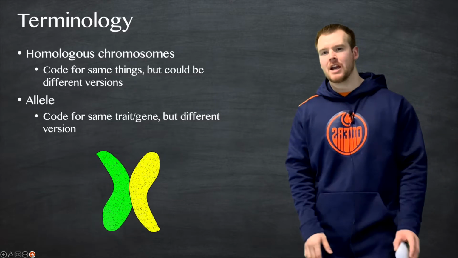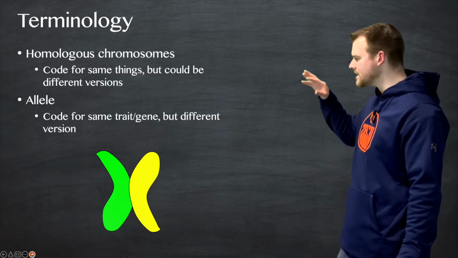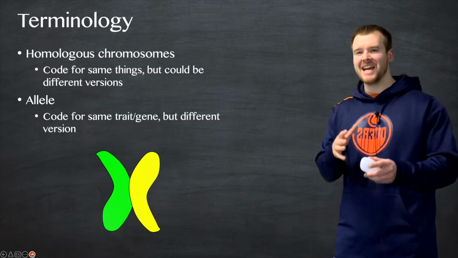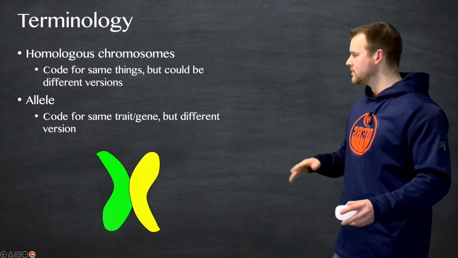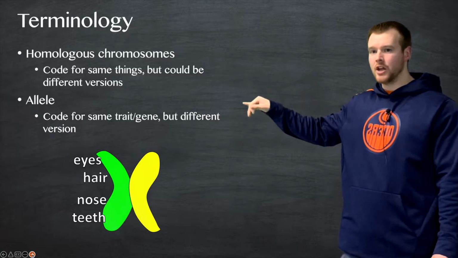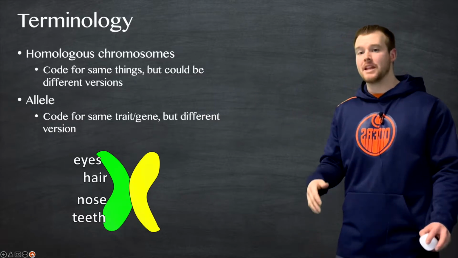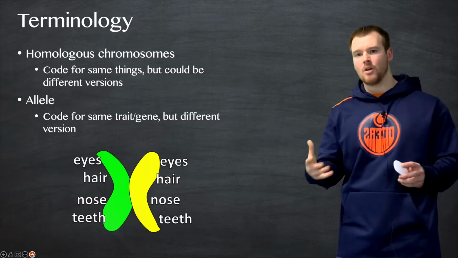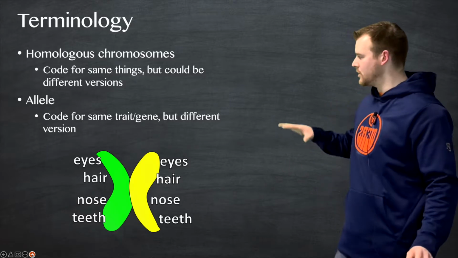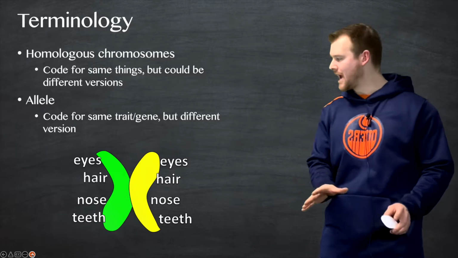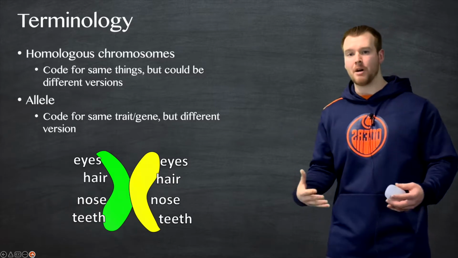Let's put up some pictures to try and make that a little bit more clear. So these pictures with two chromosomes paired up here is representing a homologous pair. So the green one maybe codes for eyes right there, hair right there, a nose right there, and teeth right there. Now the yellow one's going to do the same thing. It's going to code for the same stuff, but it might code for a little bit different. Okay, so that's a homologous pair, those chromosomes. And again, you have 23 pairs in your body cells.